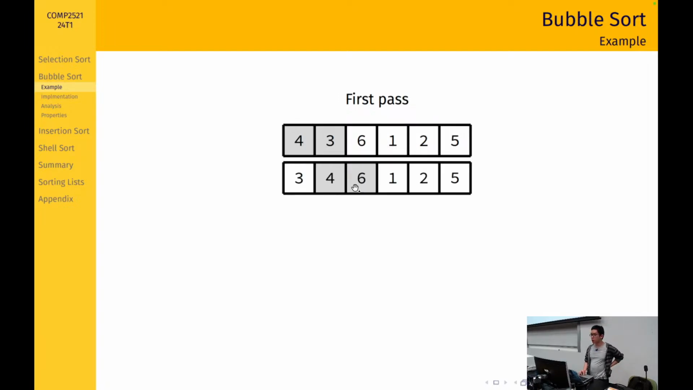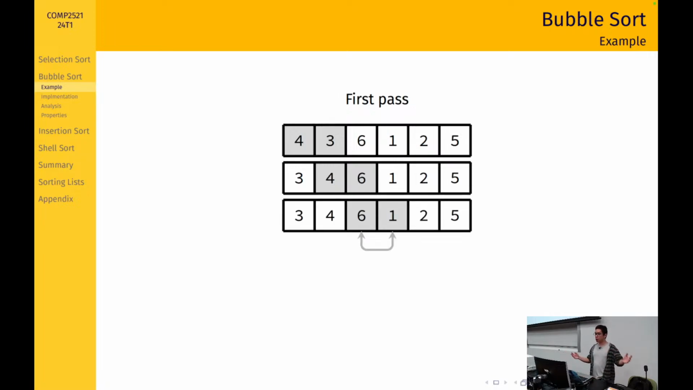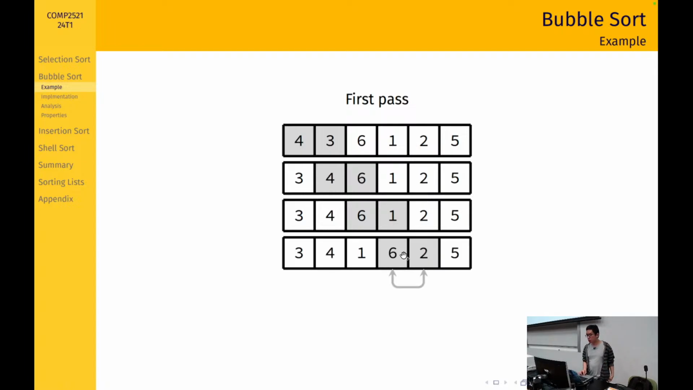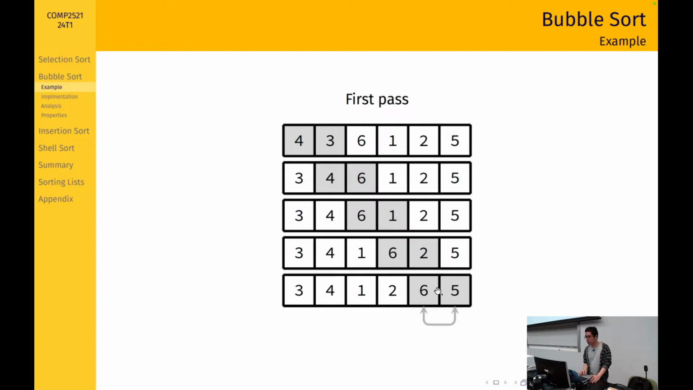Now we compare the 4 and 6. Right now, these aren't out of order, so we don't swap them. Then we compare 6 and 1. Right now, these two are out of order, so we swap them. Right. Now we compare 6 and 2. These are out of order, so we swap them. And then we compare 6 and 5. These are out of order, so we swap them.